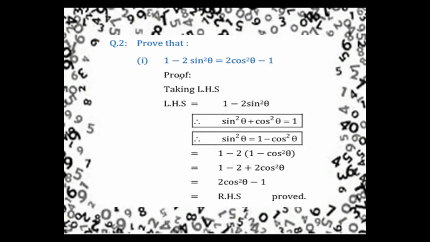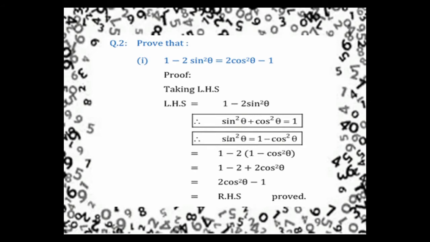So how to prove this question? Taking the left hand side of the question, that is 1 minus 2 sine squared theta. As we have shared this identity with you, sine squared theta plus cos squared theta is equal to 1. So sine squared theta is equal to 1 minus cos squared theta. Instead of sine squared theta in the left hand side, we will put 1 minus cos squared theta.